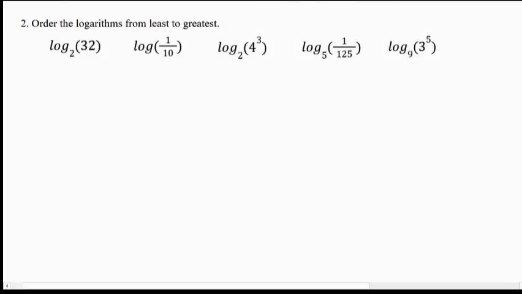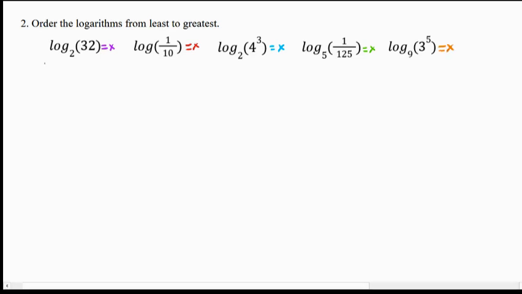Here we're asked to order these logs from least to greatest. To do that, we need to actually find the value of each of these. So the way I'm going to do this is I'm going to change these into exponential equations. To do that, I'm basically going to set it up as an equation first, set it equal to x. I'm going to do that with each of these and then find what x is equal to.